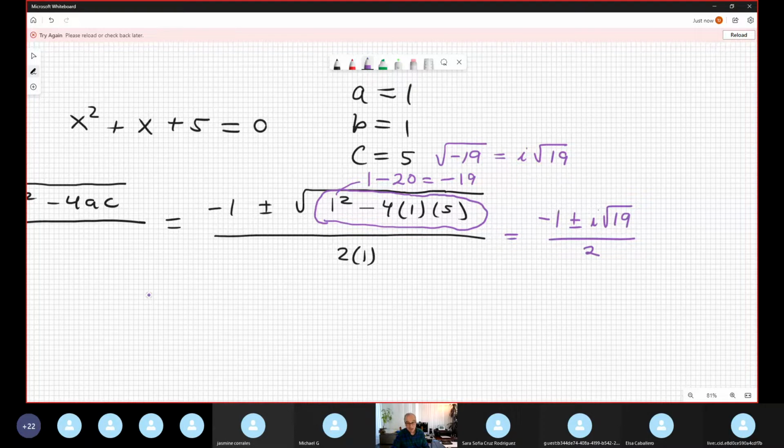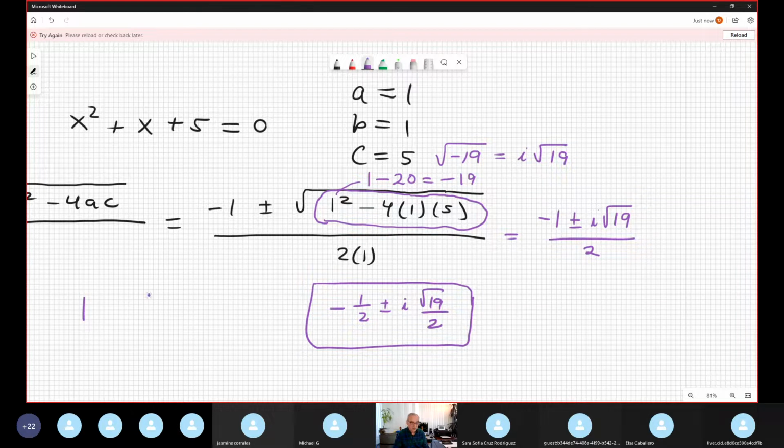And this is a complex solution because it contains i. Now, normally, for a complex solution, you never write it like that. You split this common denominator like that: minus 1/2 plus or minus i radical 19 over 2. That's the standard way, or standard form, to write complex numbers. So with the complex number, we have the real part plus i times the imaginary part, separately. No common denominator. Okay, so leave it like that. Cool.